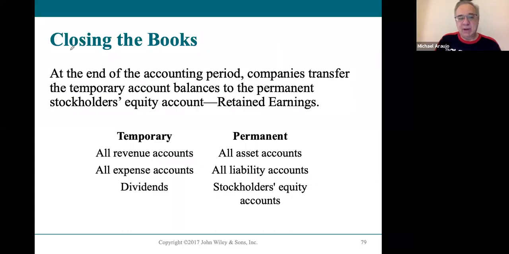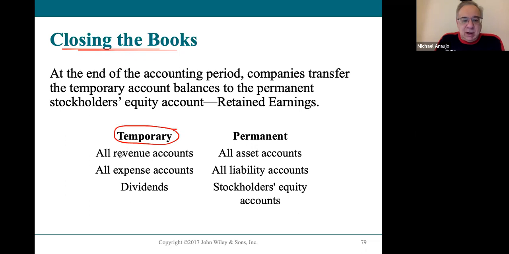So this last part is something that happens at the end of every accounting year, something called closing the books. And closing the books simply means that at the end of 1 year's period of time, the records that we have to keep separate year to year are the revenue accounts, the expense accounts, and the dividends account. These accounts can only be kept for a period of 1 year, and then they must close.